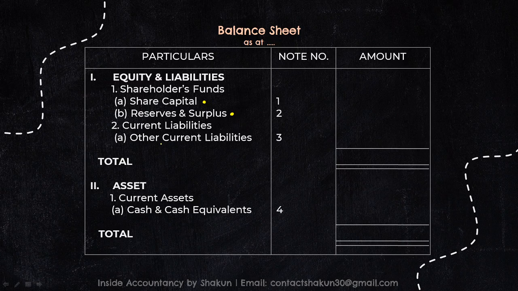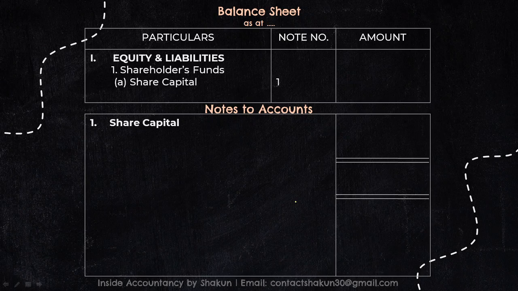We also have mentioned other current liabilities because we had calls in advance, which is a liability, must be shown under other current liabilities. And finally, we have cash and cash equivalents. The money that we have received through the issue of shares will be mentioned here. Now, we cannot write the amounts here until and unless we prepare the notes to account. So we have 4 notes to accounts to prepare for share capital, reserves and surplus, other current liability, and cash and cash equivalent. Now, let's make the notes to account for share capital.